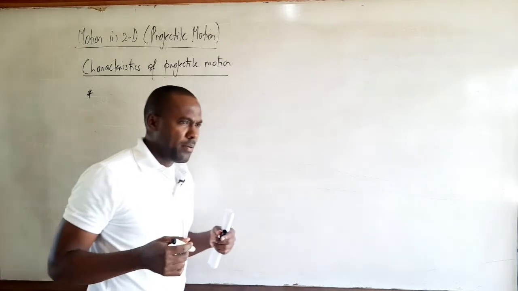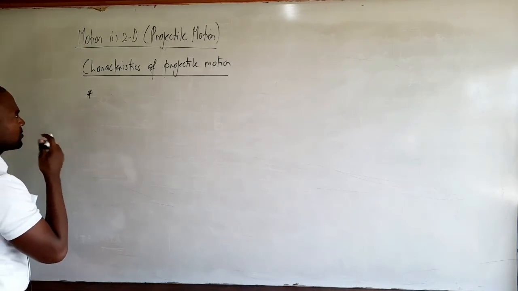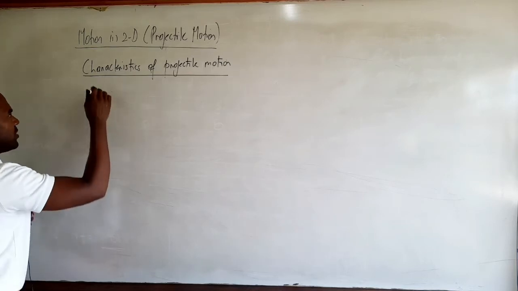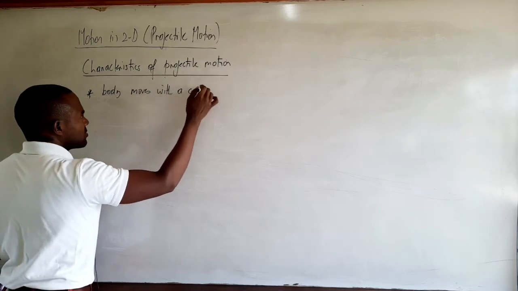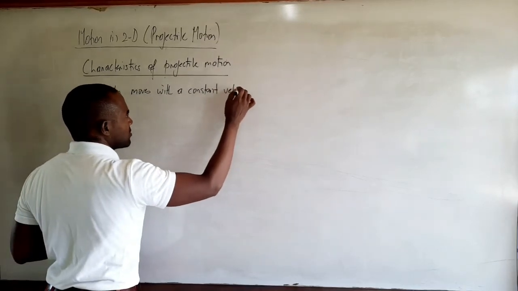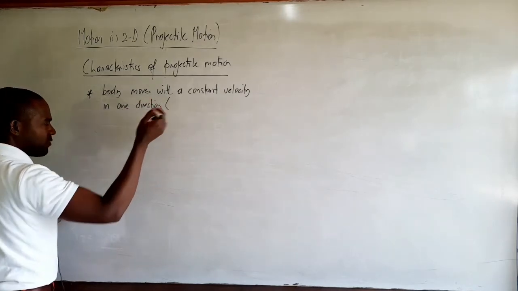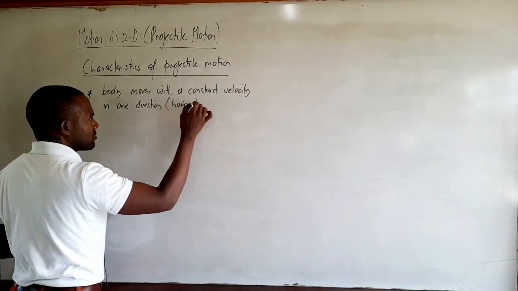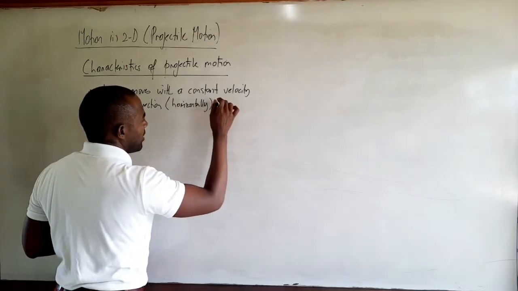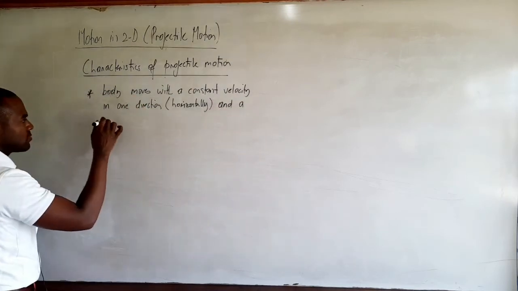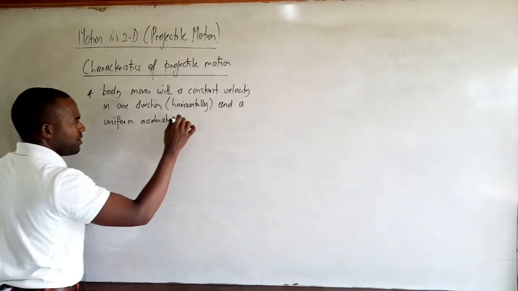Now, a projectile, basically, will move with a constant speed. So we could say that projectile motion is motion in which the body moves with a constant velocity in one direction, and let's say, for instance, that is horizontally. So the body moves with a constant velocity in one direction and a uniform acceleration in a perpendicular direction.